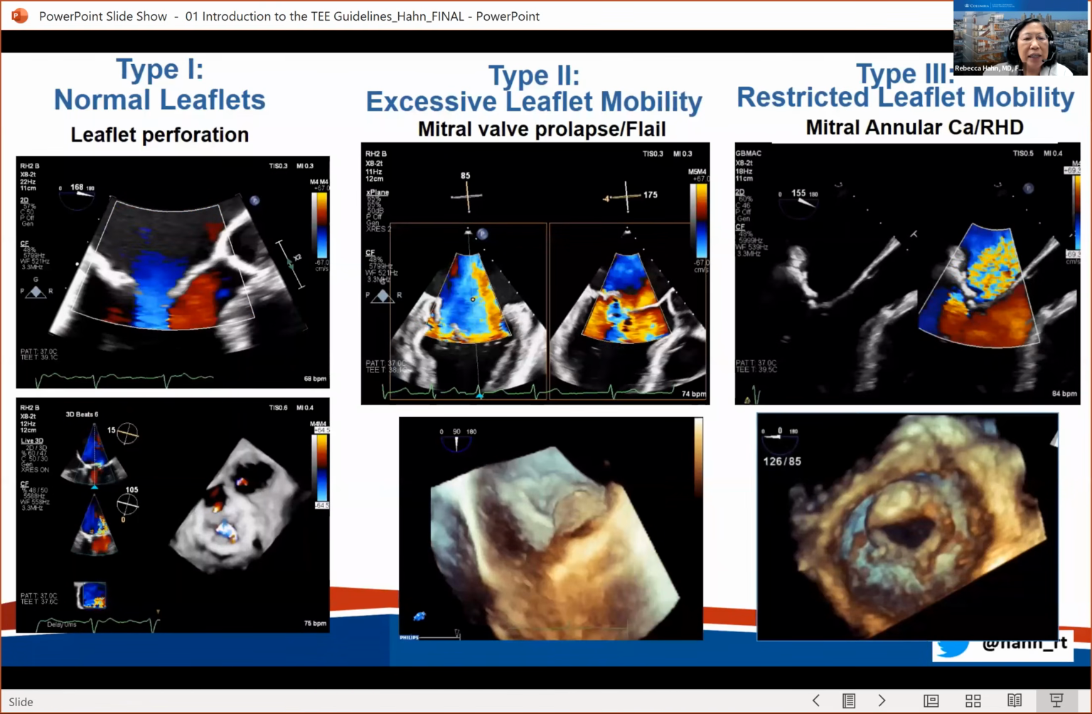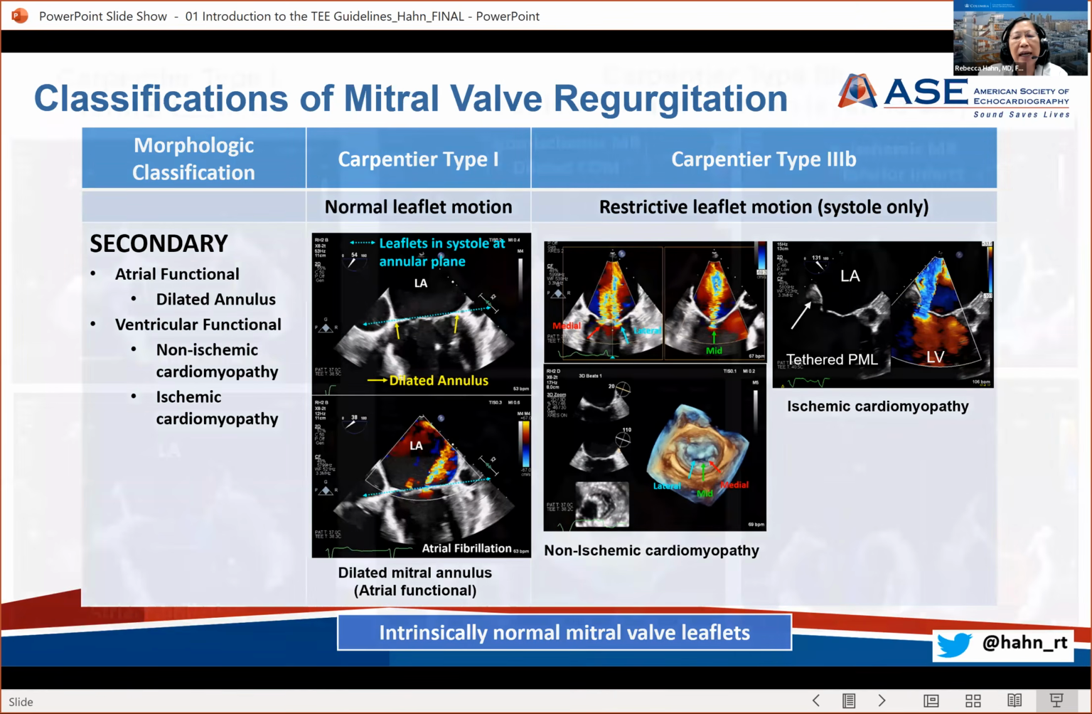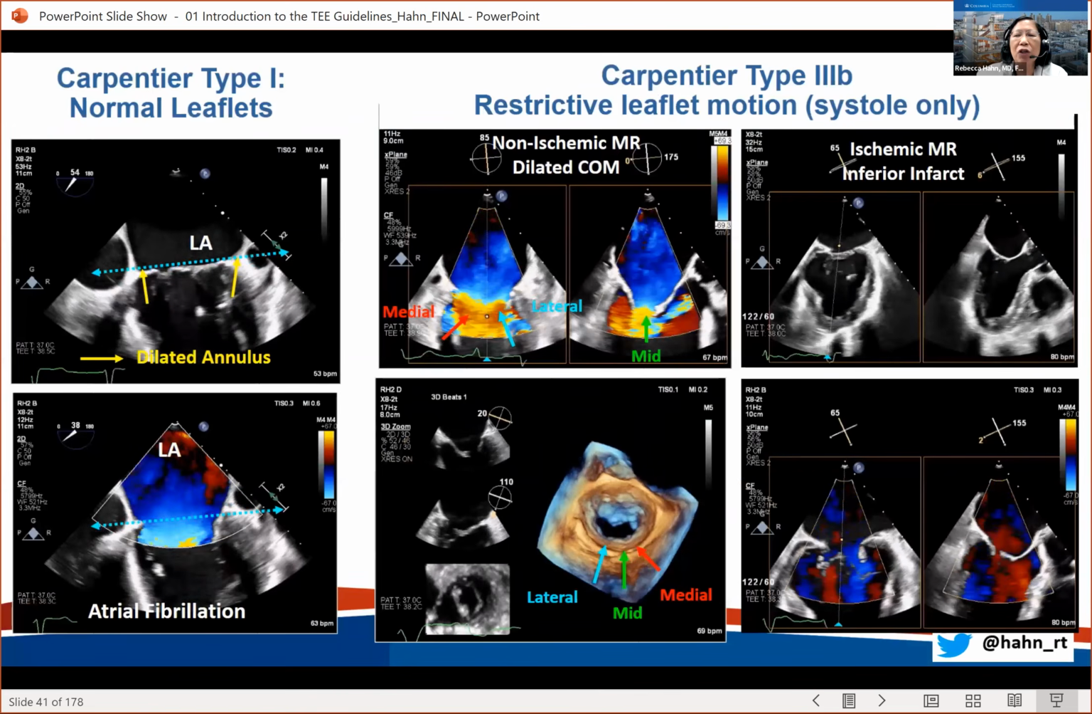Now, secondary disease, and this is a chart, both the former chart and this one are in the guidelines. This is secondary, and secondary, as you now know, we divide into atrial functional, which we discussed before, where the leaflets obviously close at the annular plane or just apical to it, and then ventricular functional, where they're closing very apical to the annular plane, and therefore have a tenting area, a tenting volume. And the two different types of 3B are going to be the non-ischemic and the ischemic MR.